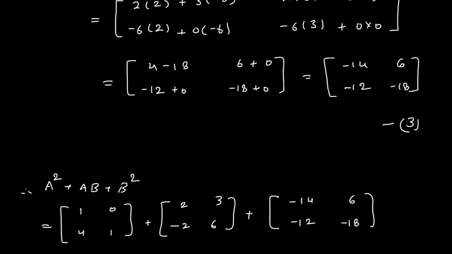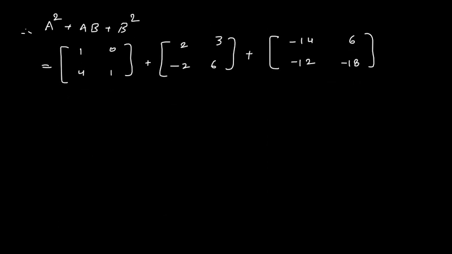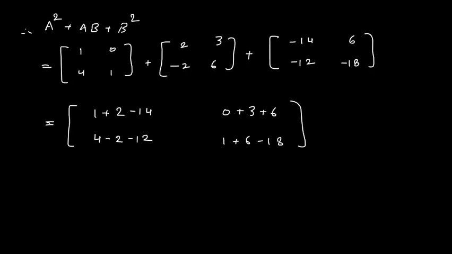So this is equal to, here it is 1 plus 2 minus 14, here it is 0 plus 3 plus 6, here it is 4 minus 2 minus 12, and here it is 1 plus 6 minus 18. So 1 plus 2 is 3, 3 minus 14 is minus 11, and 3 plus 6 is 9. Here 4 minus 2 is 2, and 2 minus 12 is minus 10, and here it is 1 plus 6 minus 18, that is minus 11. This is the 11th question. Now the last question we will see, the 12th question.